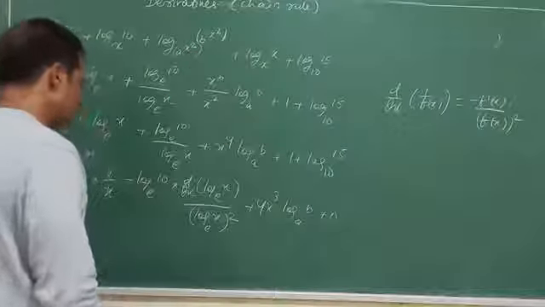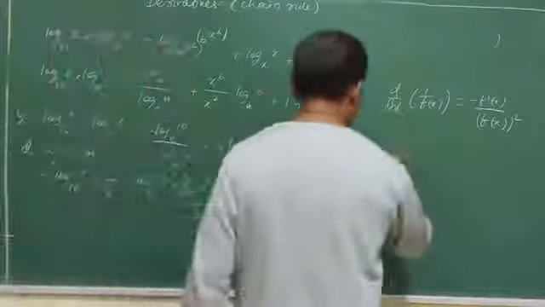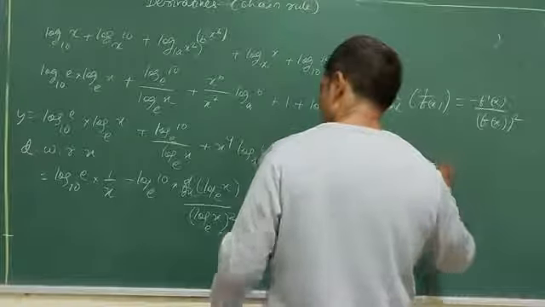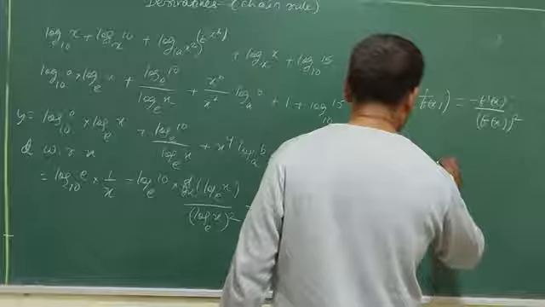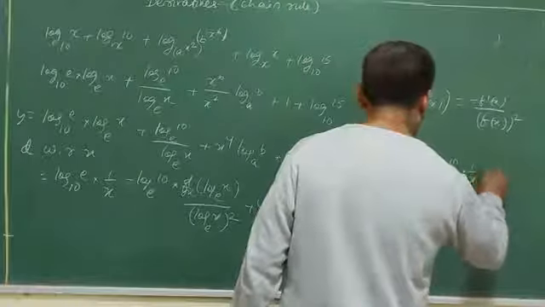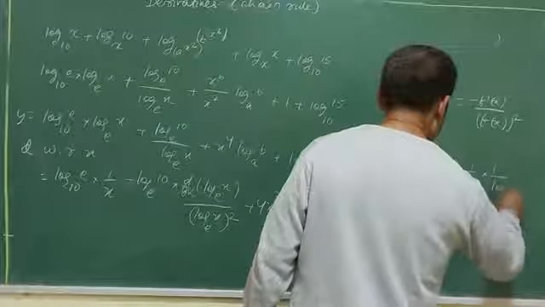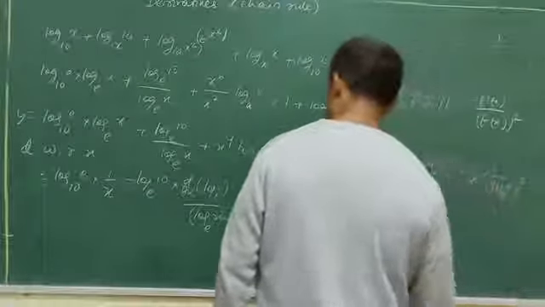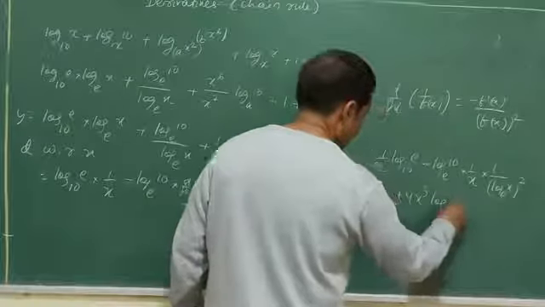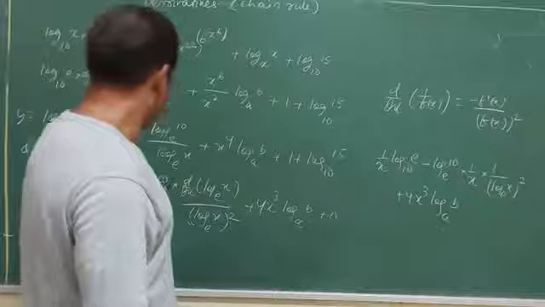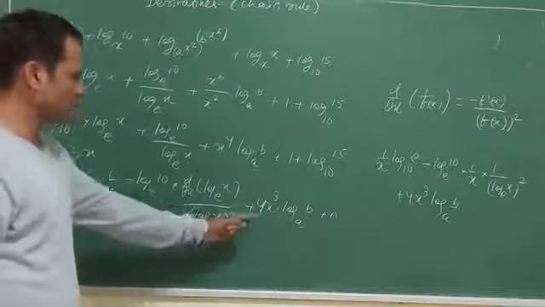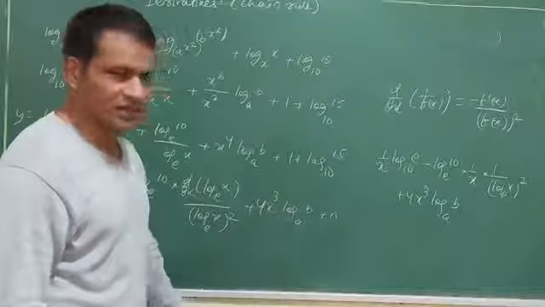So what is the final answer now? 1 by x log 10 base e, this derivative is 1 by x, minus log e 10 into 1 by x into 1 by log e x whole square, plus 4x cube log a. This is my final answer. 1 by x, this derivative 1 by x, minus sign is already there, 4x cube log a. That's the finish.